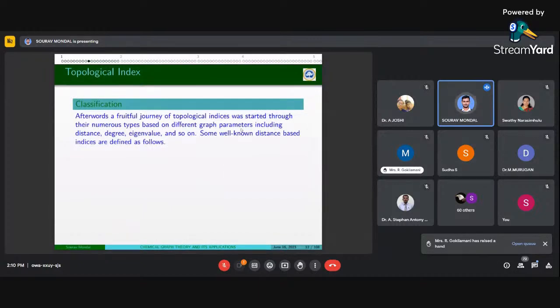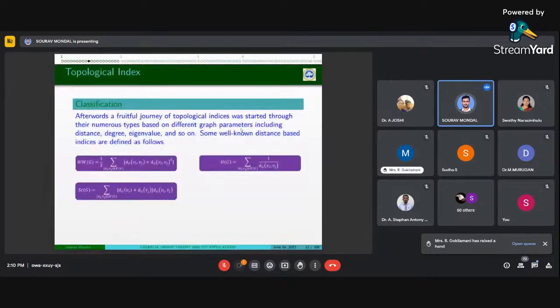There are numerous types of indices based on different graph parameters, including degree, distance, eccentricity, graph spectrum, and so on, and some well-known distance-based indices are reported here. These are the hyper-Wiener index, Harary index, Szeged index, and modified Szeged index. These are all very useful distance-based indices, and actually they are defined on the distance between two vertices. That's why they are distance-based indices.